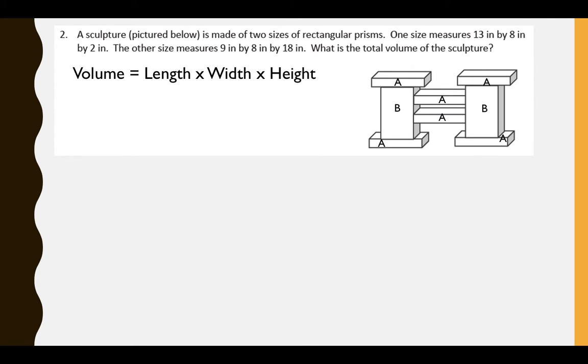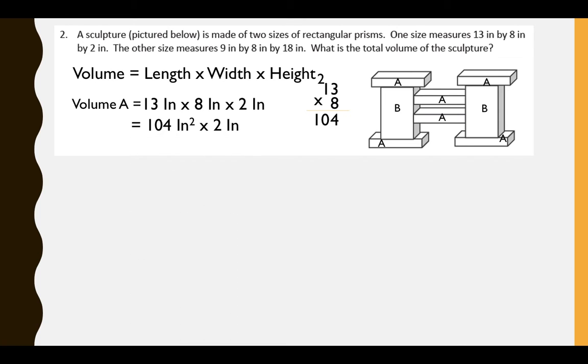So volume A, I know that my formula is going to be length times width times height. I'm going to go ahead and plug in the measurements for volume A. It said it was 13 inches by 8 inches by 2 inches. So the first thing I'm going to go ahead and do is find my area, 13 times 8. I know that 8 times 3 is 24. 8 times 1 is 8, plus 2 is 10. So my area would be 104 inches squared, and I'm going to multiply that now by 2.